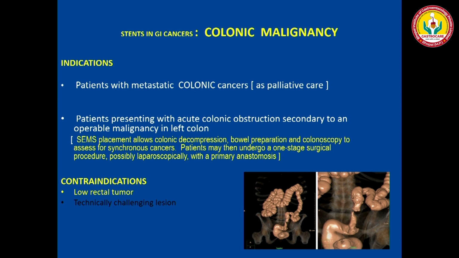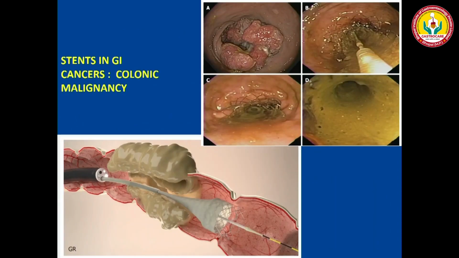Bowel preparation can be achieved prior to surgery, and colonoscopy can be done to look for a synchronous lesion, and therefore, rather than going for a two-stage surgical procedure, we can convert into a single-stage or even laparoscopic surgical procedure. In patients who have lower rectal cancers, stents are poorly tolerated, so it is better to avoid them. This is how endoscopic stent placement looks.